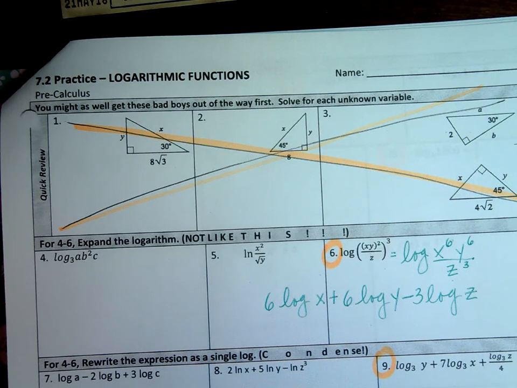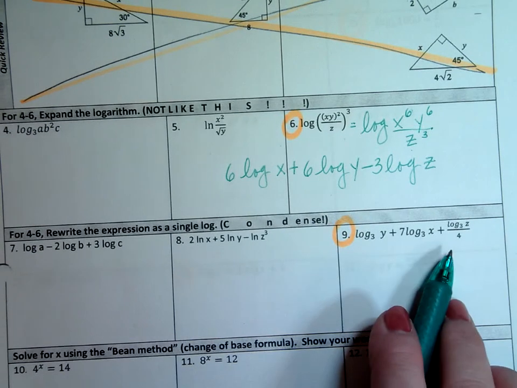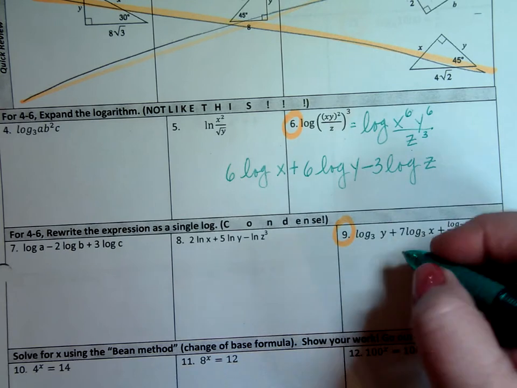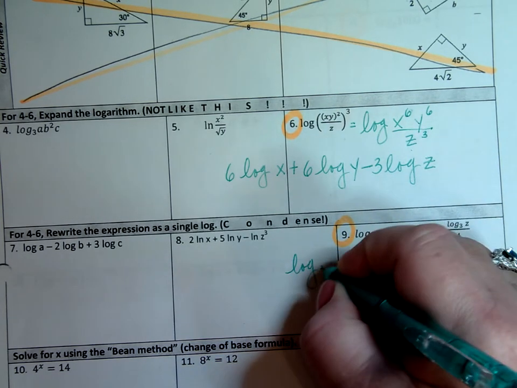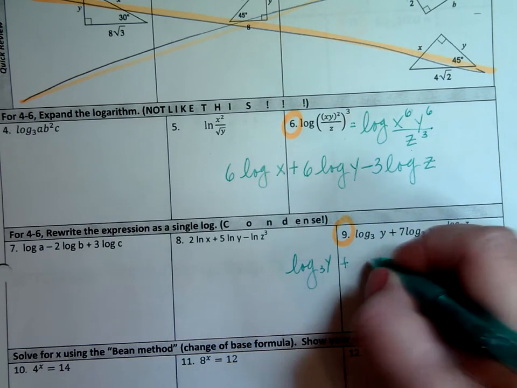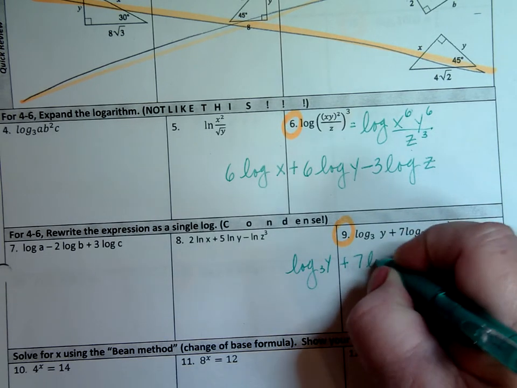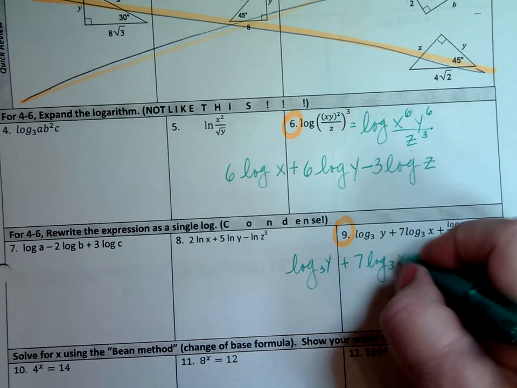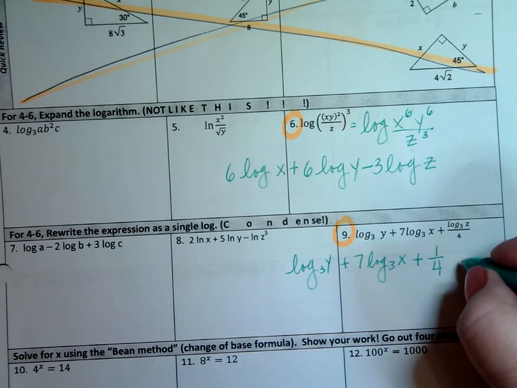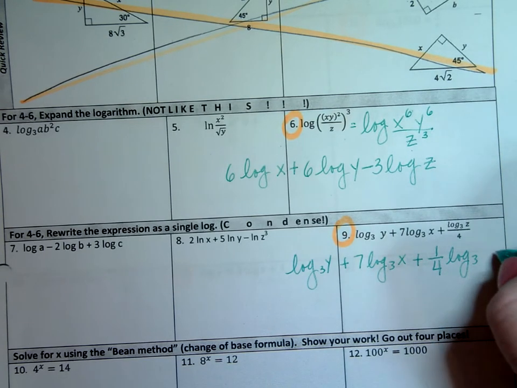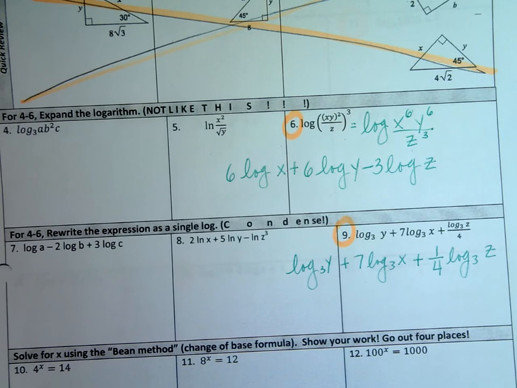Number 9 was the next one I thought was kind of ugly, because look at this fraction at the end, this thing. What if I wrote it like this? What if I wrote it as the log base 3 of y plus 7 log base 3 of x. What if I wrote the last one like this? 1/4 the log base 3 of z. Is that the same thing? Is that my math legal? And it is.